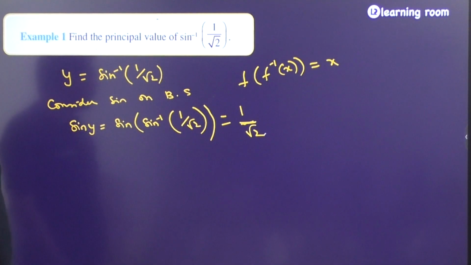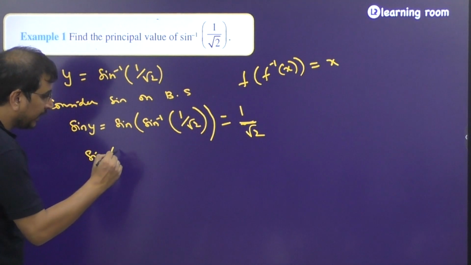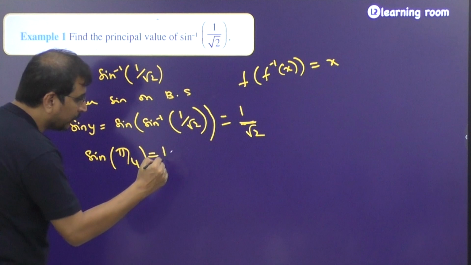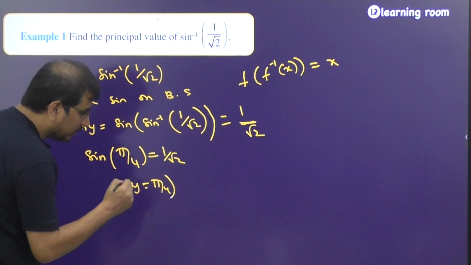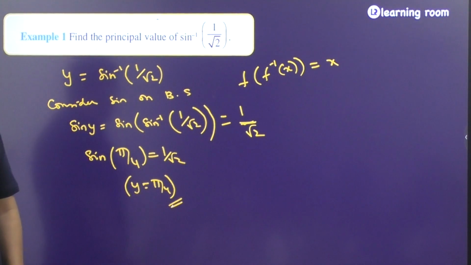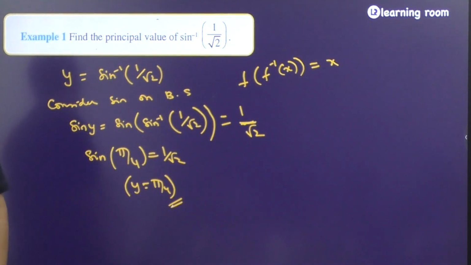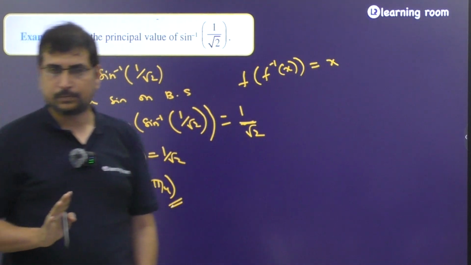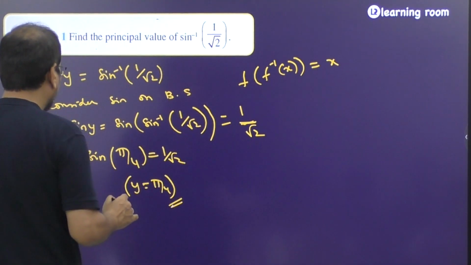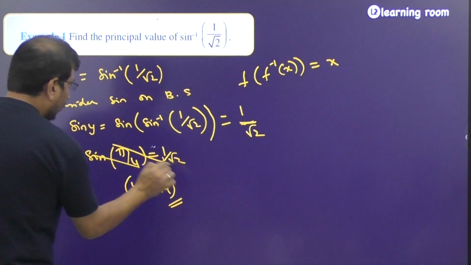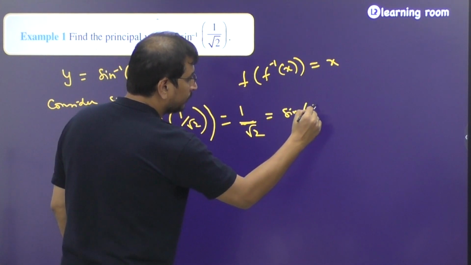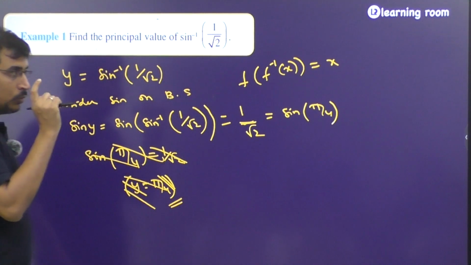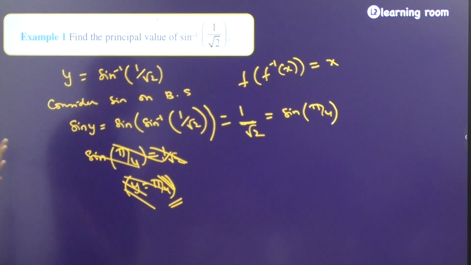So what value of sine will give me this 1 by root 2? So basically what you will do is, you will write sine pi by 4 is equal to 1 by root 2. As I told you, this is only for exam perspective. So y will be pi by 4. This is how you need to write. These steps are expected. This you will write as sine pi by 4. Okay. So see, this problem is simple, right?